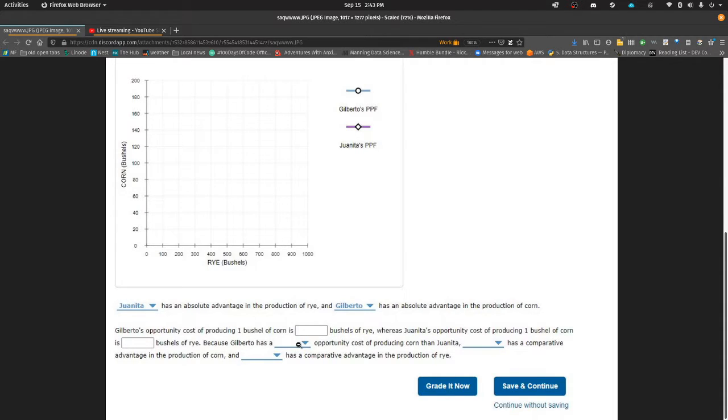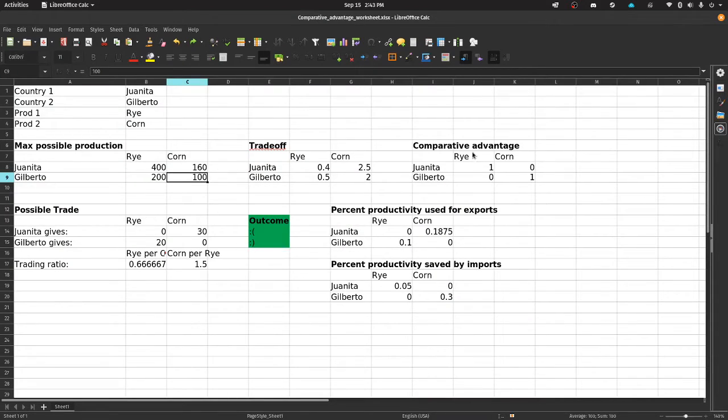His opportunity cost is different than Juanita's, meaning that someone has comparative advantage in one and someone has comparative advantage in the other. In this case, Juanita in rye, Gilberto in corn. And then let's think about a possible trade. So here I've just got 20 rye for 30 corn. And we can see Gilberto's happy with that. He is getting a lot of corn. But Juanita, the amount of corn she's giving up just isn't worth the amount of rye she's getting in exchange.